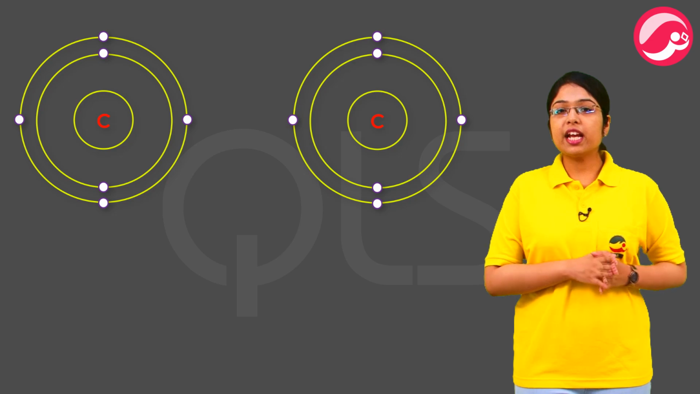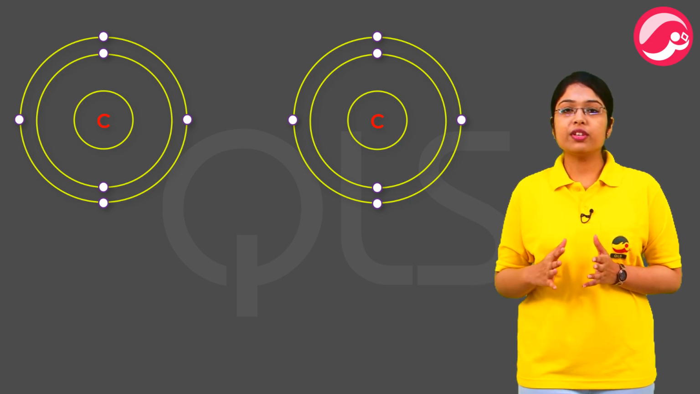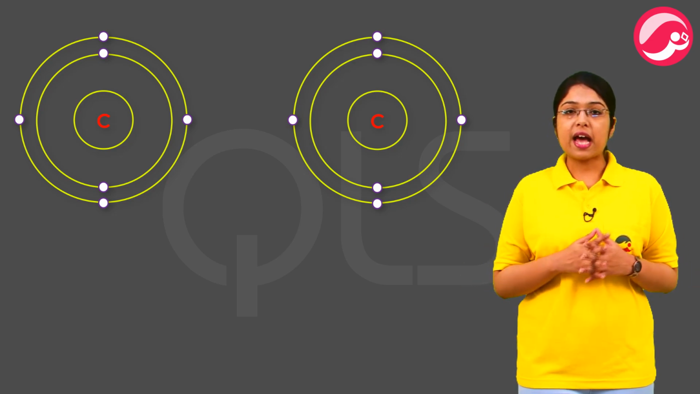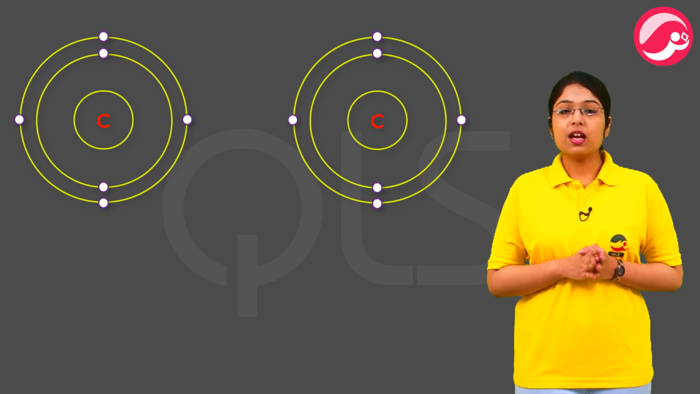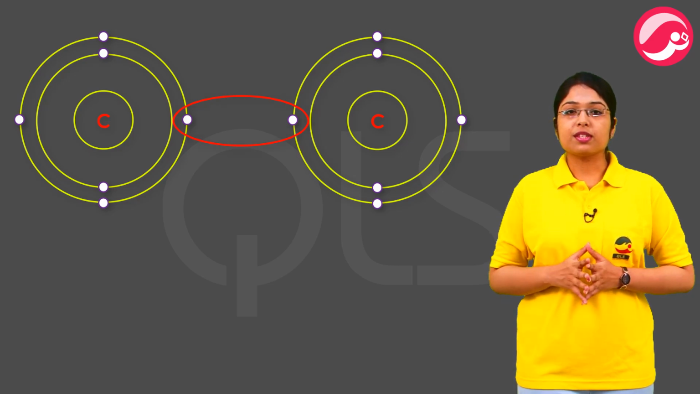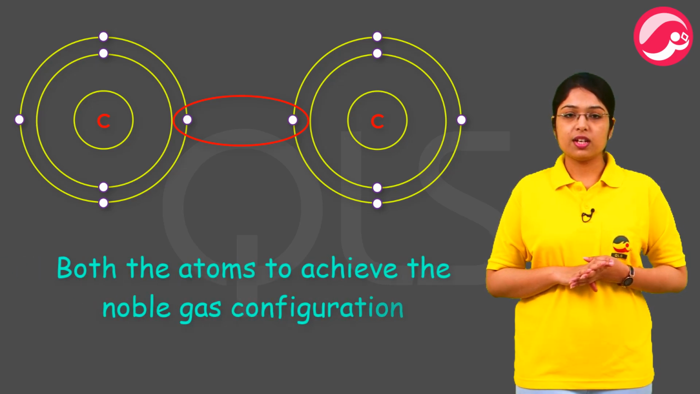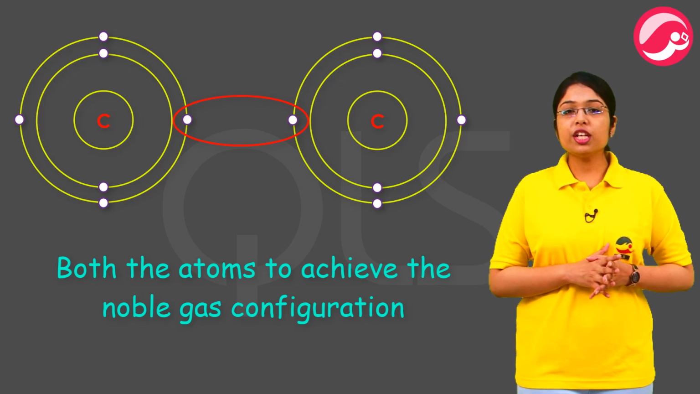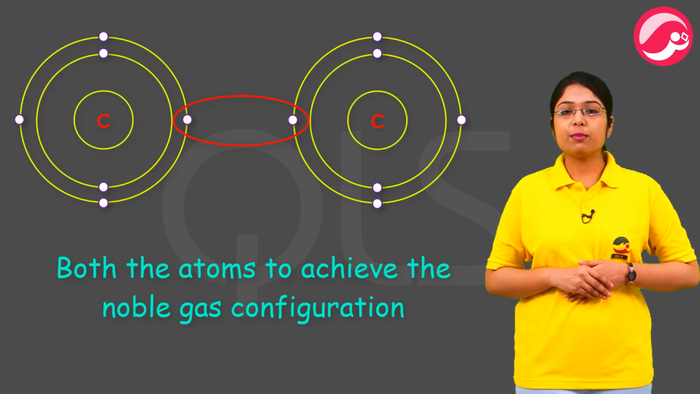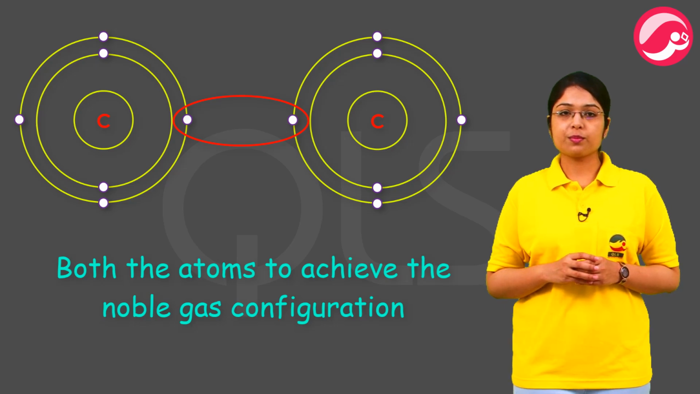Carbon shares the electrons present in its outermost shell with other carbon atoms or with atoms of different elements. When electrons are shared between two atoms, the electrons belong to both atoms and help both atoms achieve the noble gas configuration. This method is not only used by carbon but by many other elements to form their different compounds.